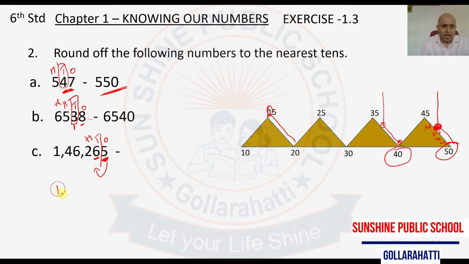So if it is 5 or more than 5, we should add 1 to it. So that becomes 1,46,270. So 65 becomes 70. This is the rounding to the nearest tens. So 1,46,270.